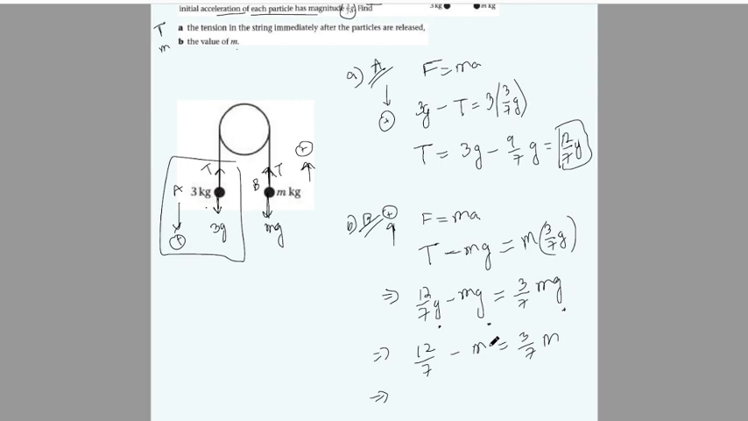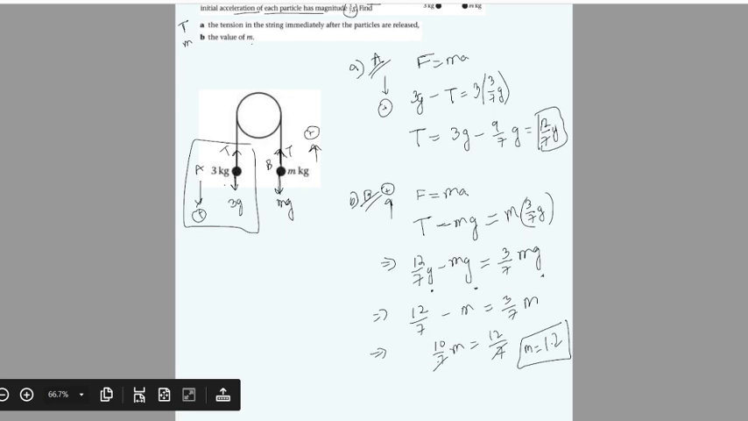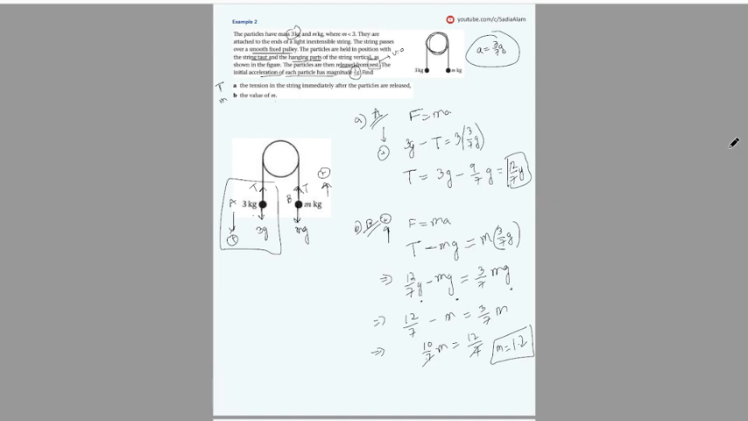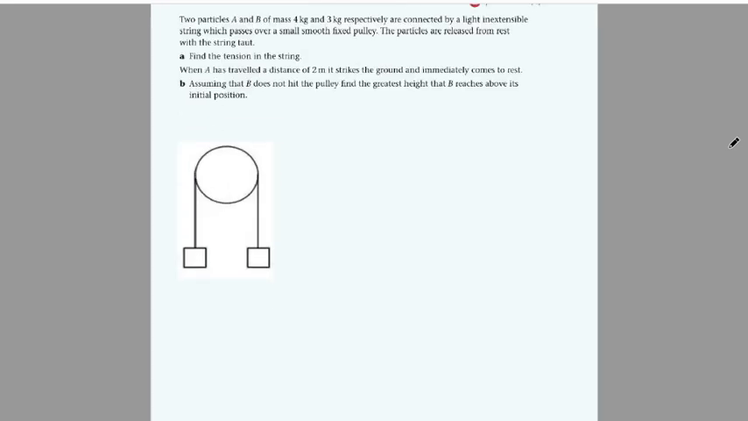So that's 1 plus 3 by 7. So 10 by 7 m equals 12 by 7. So you can cancel out 7 and get the value for m, which is 1.2. So that's the solution of example number 2. Let's solve the next one.